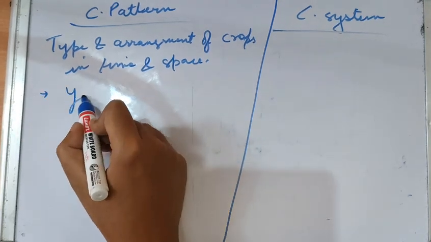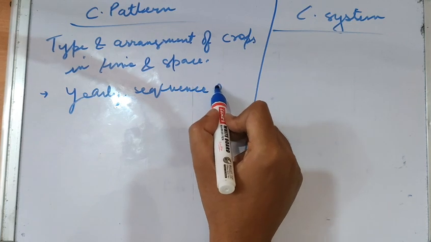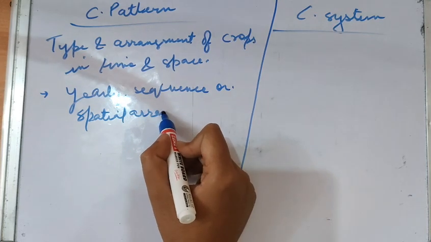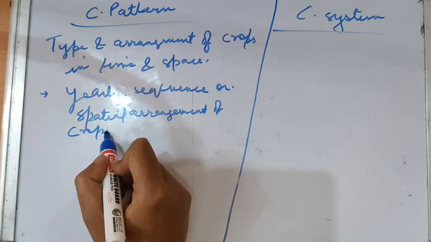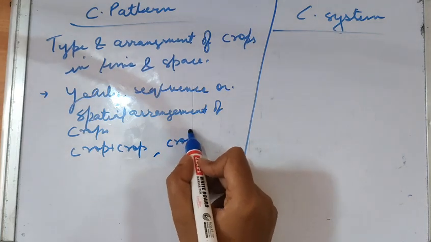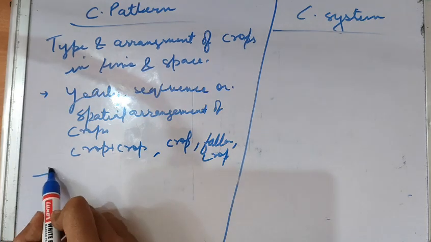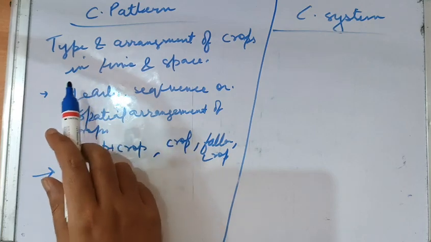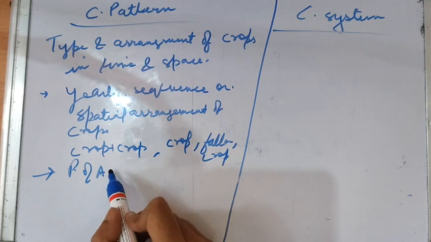Here you can say we have got yearly sequences or spatial arrangement of crops. Yearly sequence, that is crop after crop, season by season. We can also see a crop, then for one season we keep it fallow, then crop. So this is what yearly sequence is. And it can also be defined as the proportion of area under various crops at a point of time.